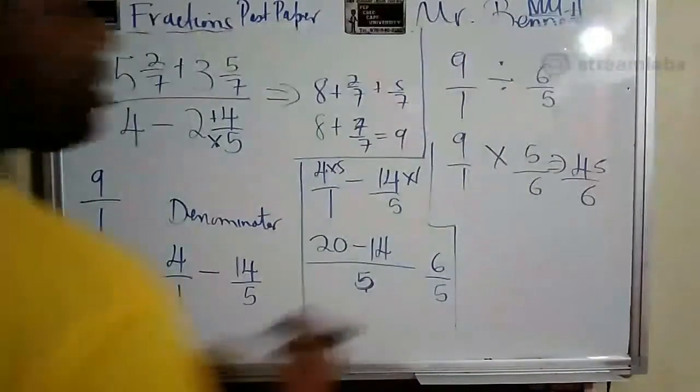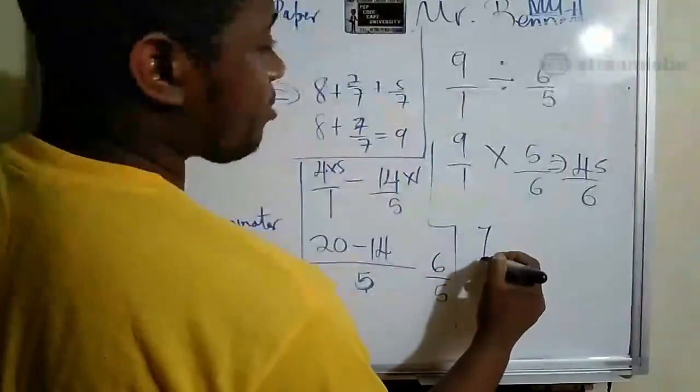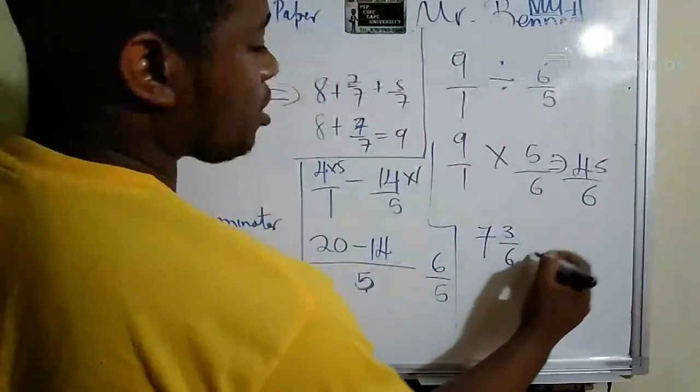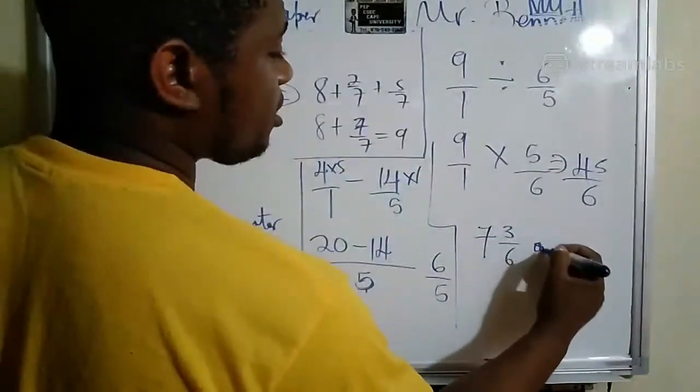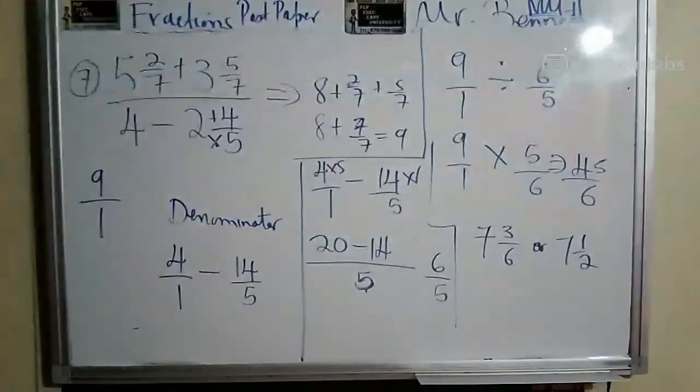Or, both of you are actually correct. Or, 6 into this goes 7 times. That's 6, 7, 42. Remainder 3/6. And it is the same thing as 7.5. So both my students are correct.